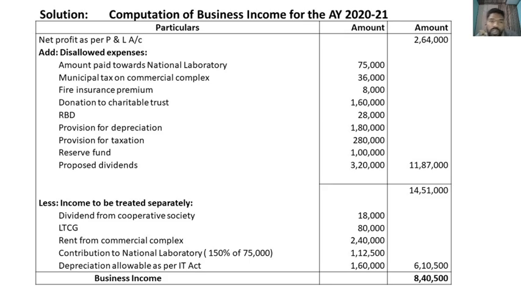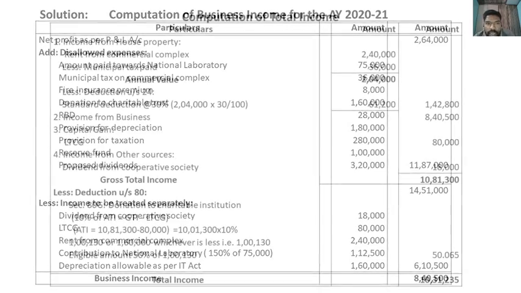See, contribution to national laboratory first should be disallowed. Later, a weighted reduction of 150% should be allowed. Then actual depreciation as per IT Act, 1,60,000, and the total business income we got is 8,40,500.